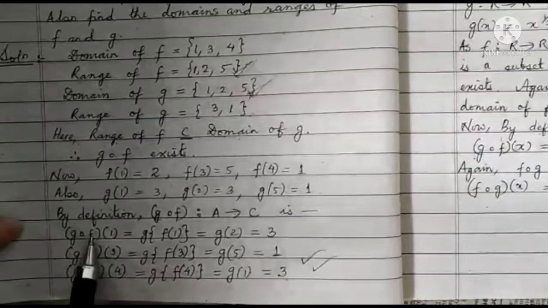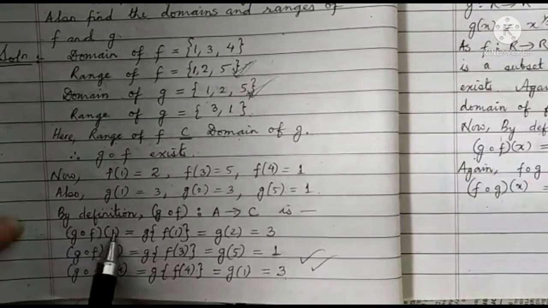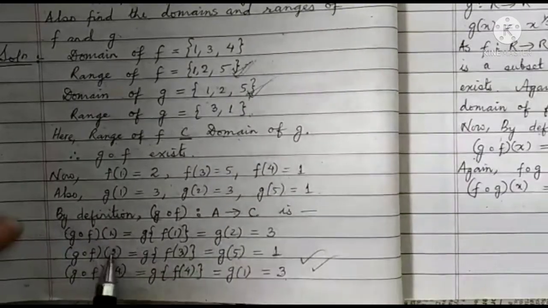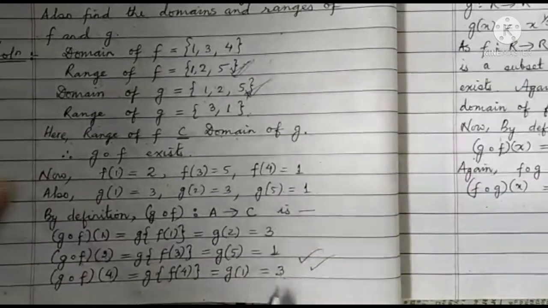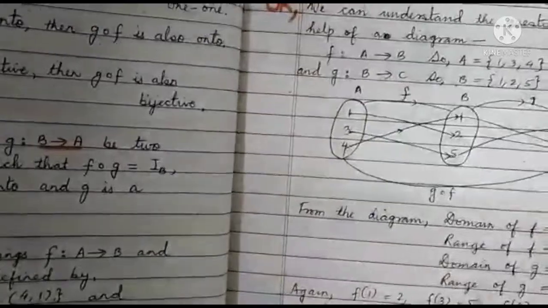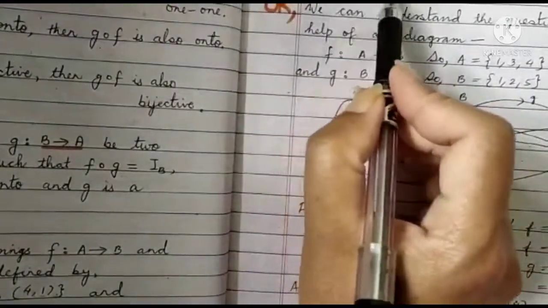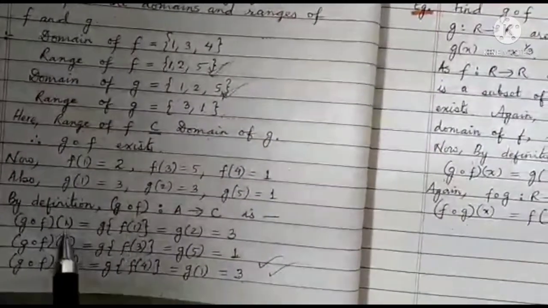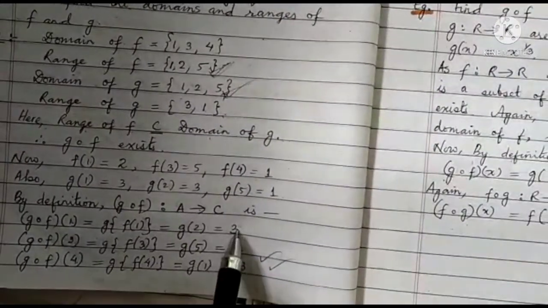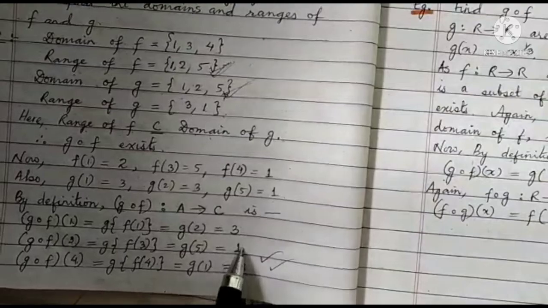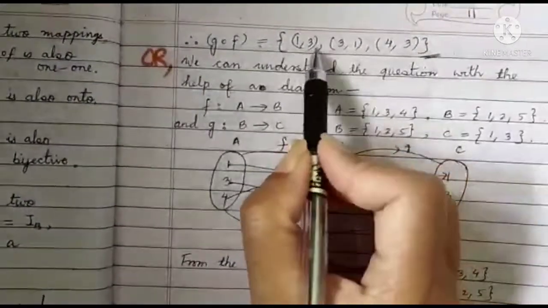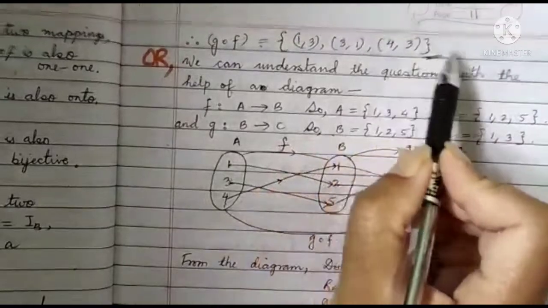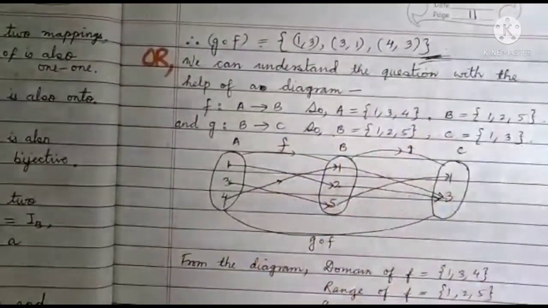Right? So the mapping F composite G maps 1 into 3, 3 into 1, and 4 into 3, right? So what does my function look like? My function F composite G will be containing, first of all, 1, 3, 3, 1, 4, 3. So this is your required composite mapping.